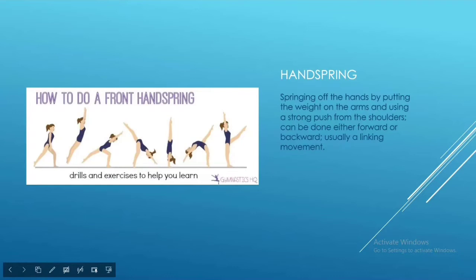Handspring. Springing on the hands by putting the weight on the arms and using a strong push from the shoulders. It can be done either forward or backward, usually as a linking movement. So as you see in the picture, that is how it is executed.